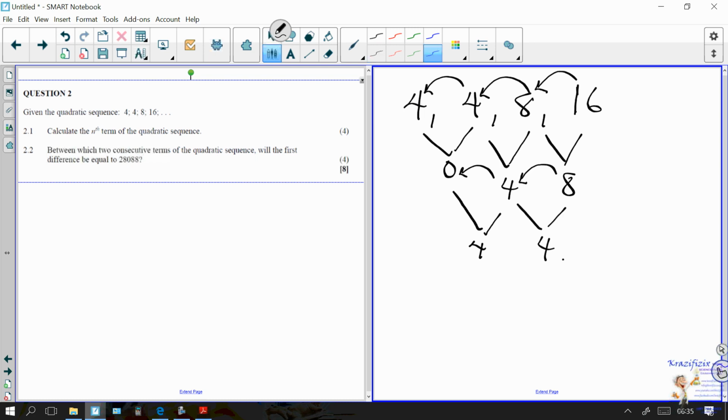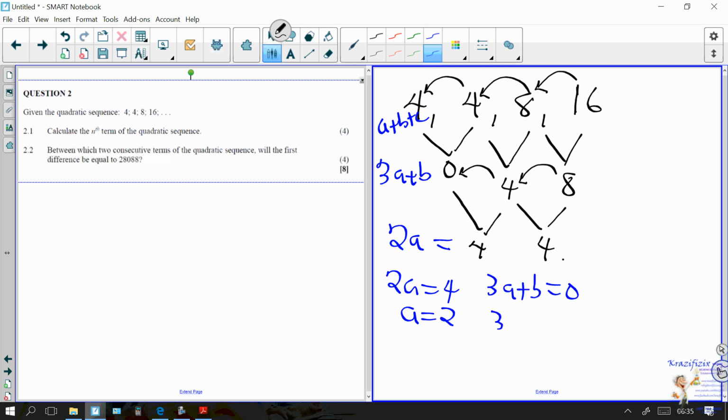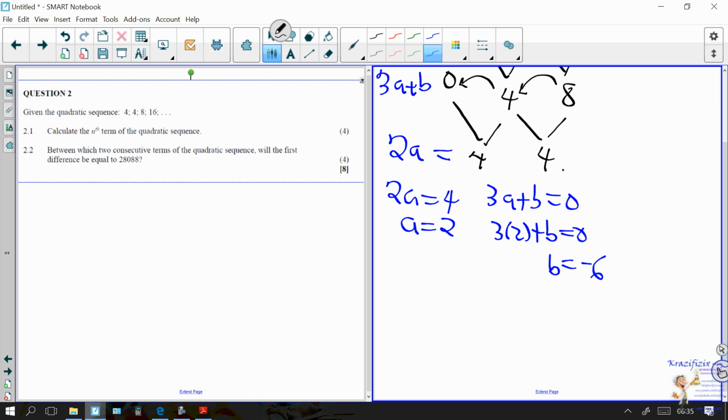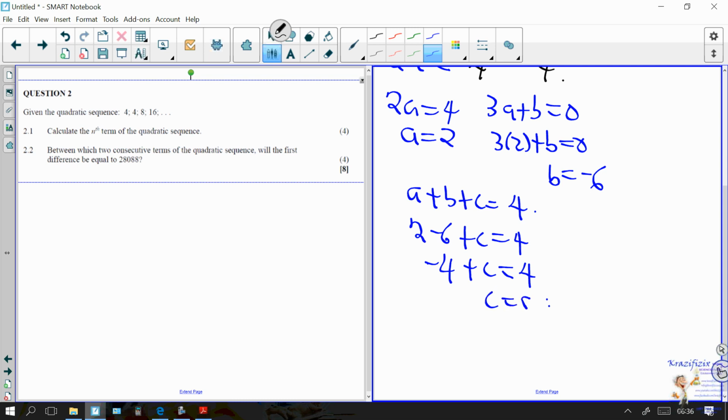8 minus 4 would give me 4. Now you must remember all your formulas. 2a equals that, here 3a plus b, and then here a plus b plus c. So 2a equals 4, automatically a equals 2. 3a plus b equals 0, so 3 times 2 plus b equals 0, b equals negative 6. a plus b plus c equals our first term, 4. 2 minus 6 plus c equals 4. 2 minus 6 would give me negative 4, plus c equals 4. So what is my c? My c equals 8.